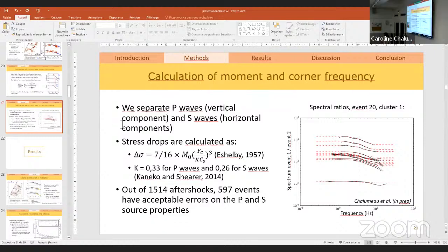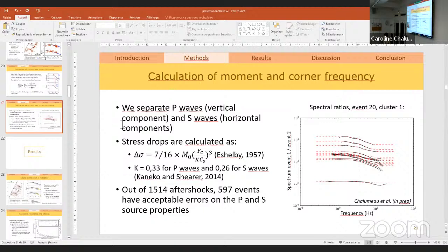Right. Yes, that is a problem that we have. There's quite a lot of low frequency noise, especially for the stations that are near the coast, and especially for the small earthquakes.